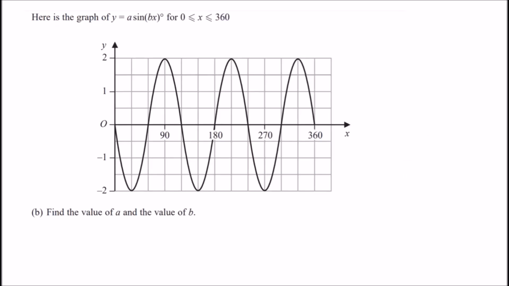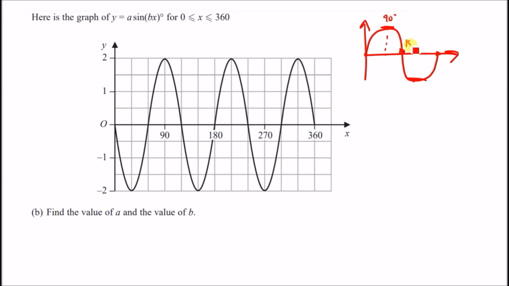Now moving on to the next part. It says here is the graph of y equals a times sine of bx for x values between 0 and 360 degrees. We've got this kind of sine wave graph, but it looks kind of upside down. Find the value of a and the value of b. To do this, we need to first remember what a sine wave graph looks like. What I always do is sketch it to the right, something like this. We know that it's a wave starting from 0, with one shift and another shift here, where the maximum point here and the minimum point here match at 90 degrees.